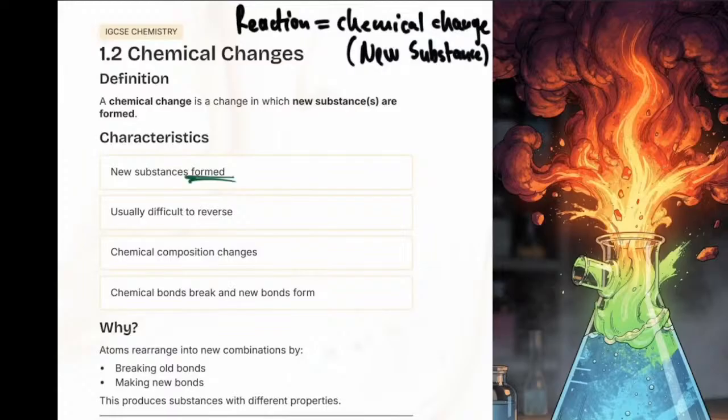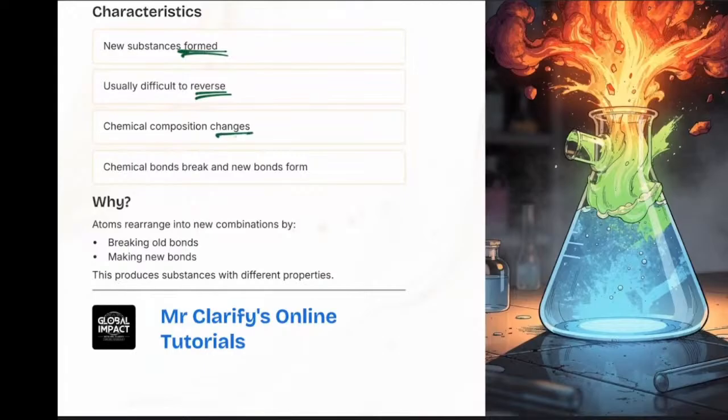A completely new thing. Like you take hydrogen and oxygen, you get water. Can you imagine? Hydrogen was a gas. Oxygen was a gas. These are very, very different things from water. But you react, you get water. A completely new thing. That's a reaction. And it is difficult to reverse, if you can reverse at all. It's very difficult.